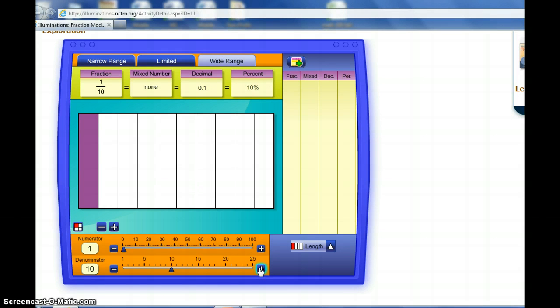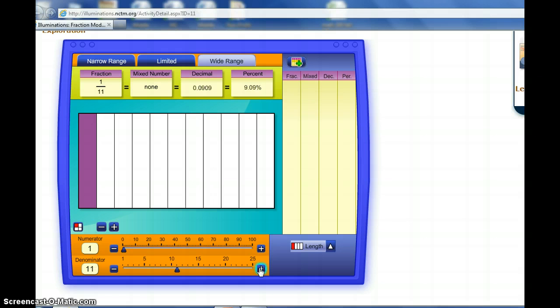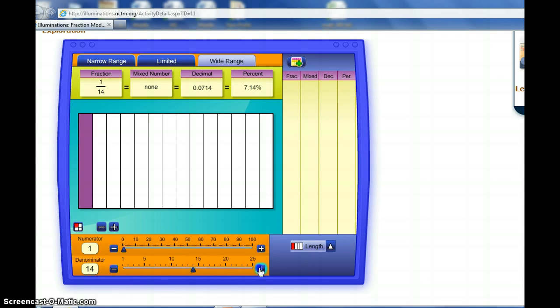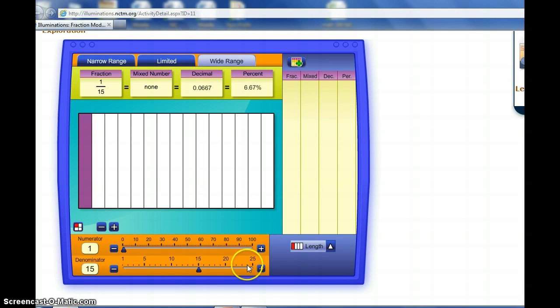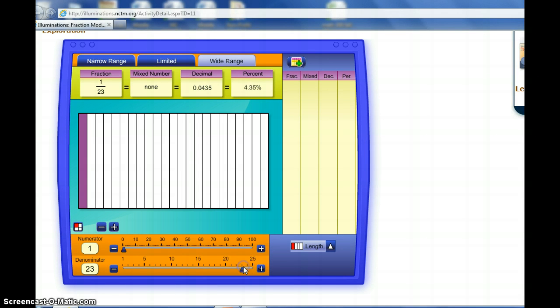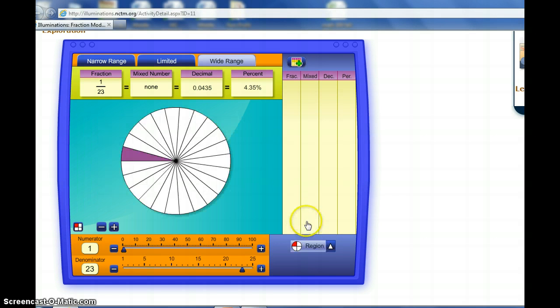And what I really like about this is they can immediately see that if the numerator does not change, we can just compare denominators. So see how it keeps getting smaller, this portion. So when we go all the way up to, let's say, 23, this is 1/23. That's a very small piece. That's very, very cool. The other thing is, I don't have a lot of time left here, but a region area model, it's kind of like the same thing as an area model.